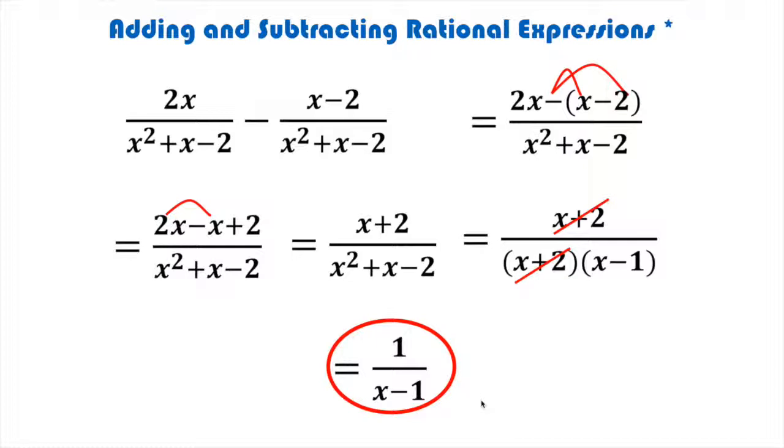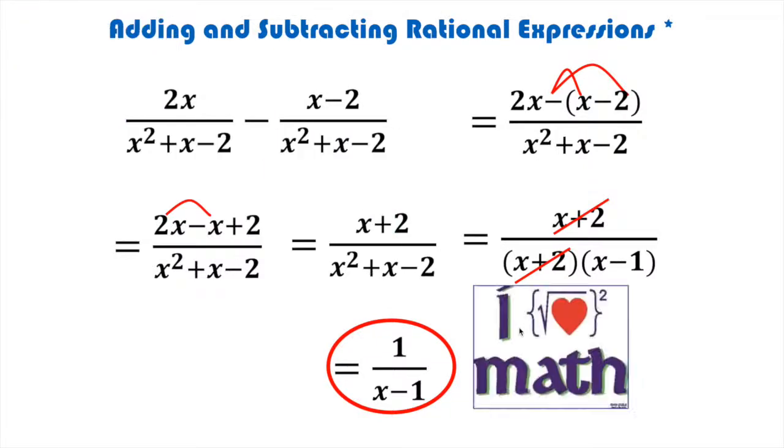This one's a lot more complex, but you're going to follow the same process. At the end, you just want to make sure to factor the bottom, the denominator, and see if you can cross something off on top and bottom.